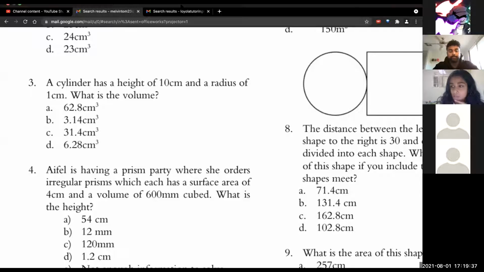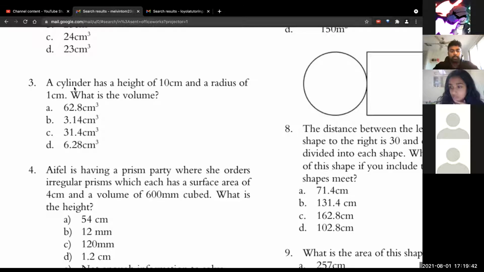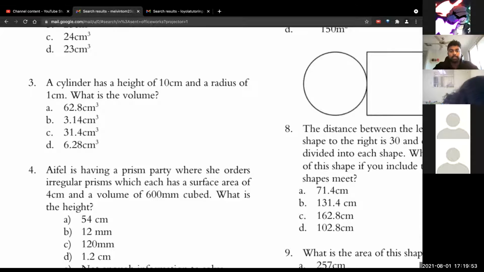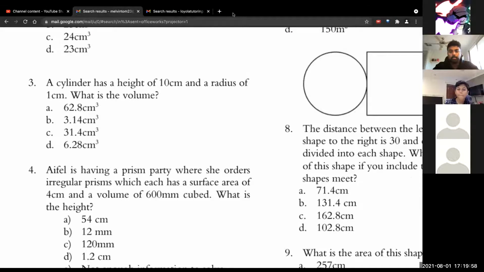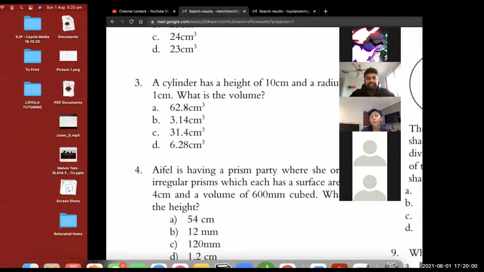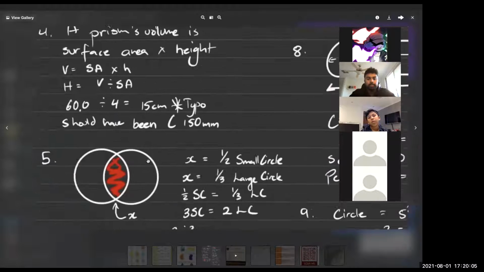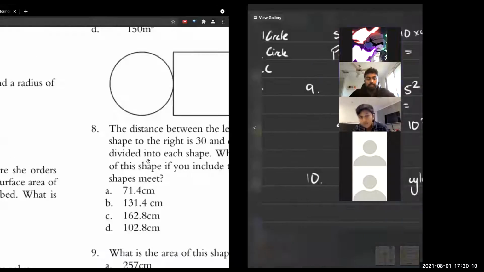How do you find the area of a circle? It is pi r squared. R in this case is 1, so 1 squared is 1 times pi. Pi is 3.14, so the area is 3.14, and you multiply by height, and you get 31.4. Do you guys understand? Okay, perfect. So that's how you do question number 3. Next one, 7, 8, 9, and 10.